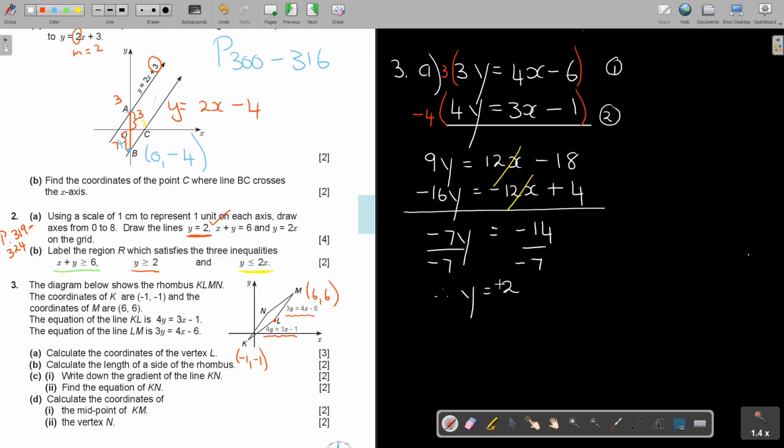Okay. And now I must still get the value of x. So I prefer to put it in one of the equations that was not multiplied. So substitute y is equal to 2 into equation 1. And this is what I'm going to do. I'm going to say 3y is equal to 4x minus 6. And I'm going to put a 2 there.